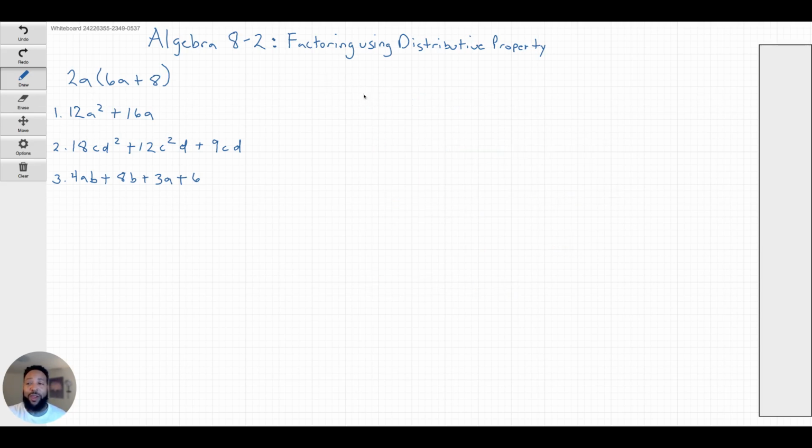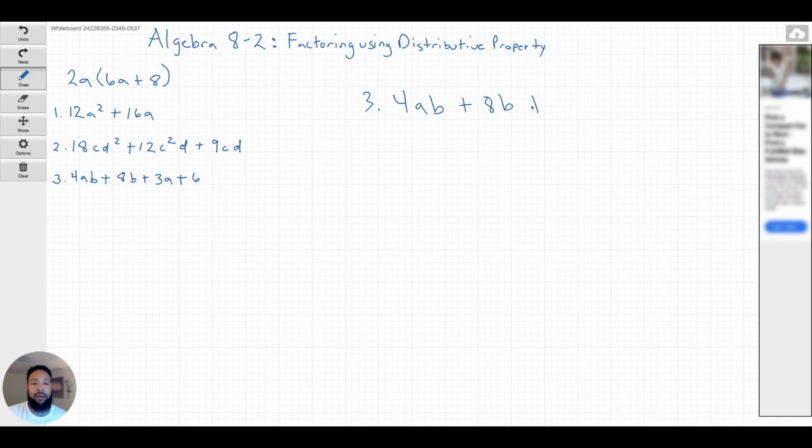Okay, for number 3, we have 4AB plus 8B plus 3A plus 6. Okay, first thing we're going to look at for factoring out a number, let's look at the numbers first. What do all these numbers have in common? They all don't have everything in common because 4 would have a 2 in common, the 8 would have a 2 in common, 6 would, but not the 3. So maybe we need to just look at part of the problem.